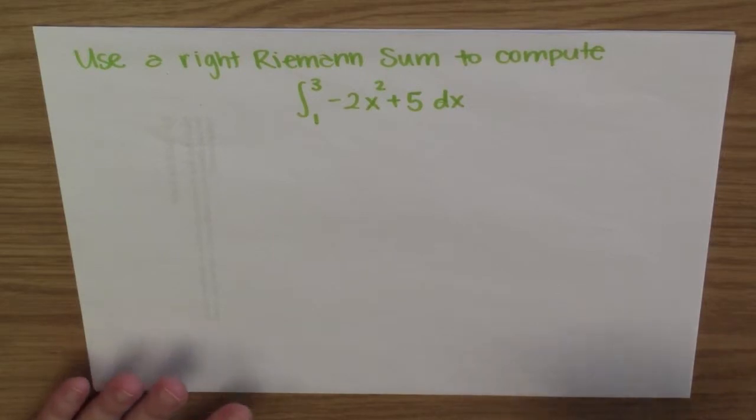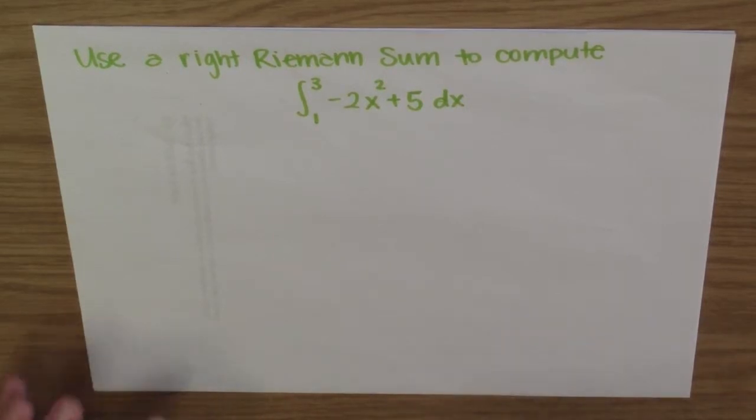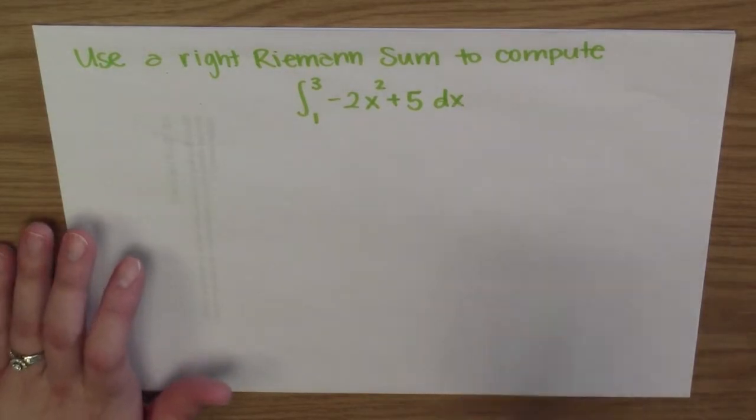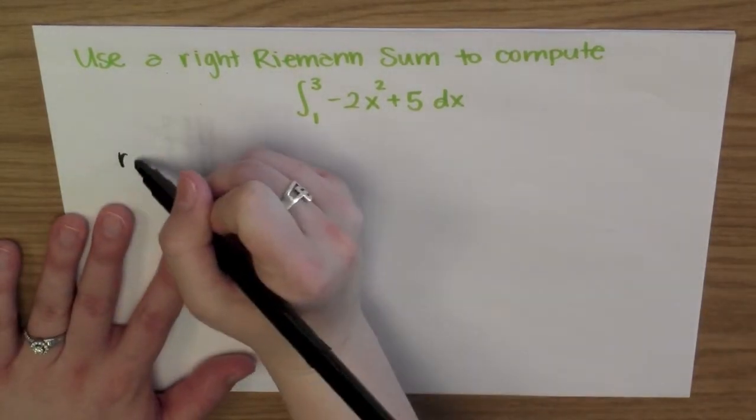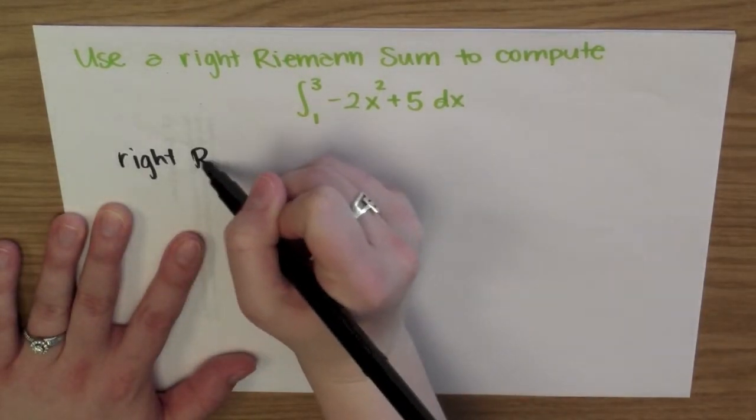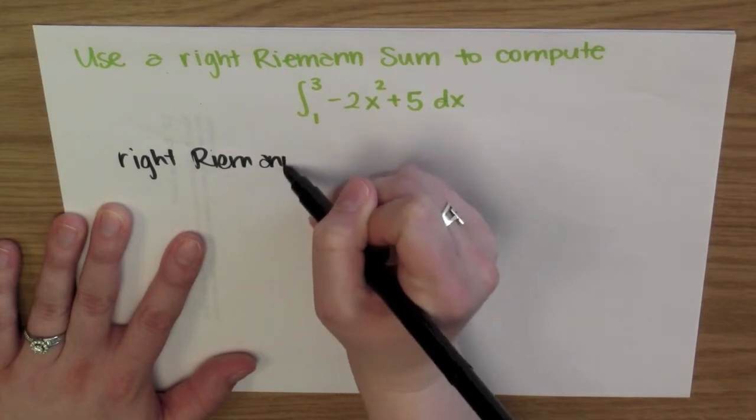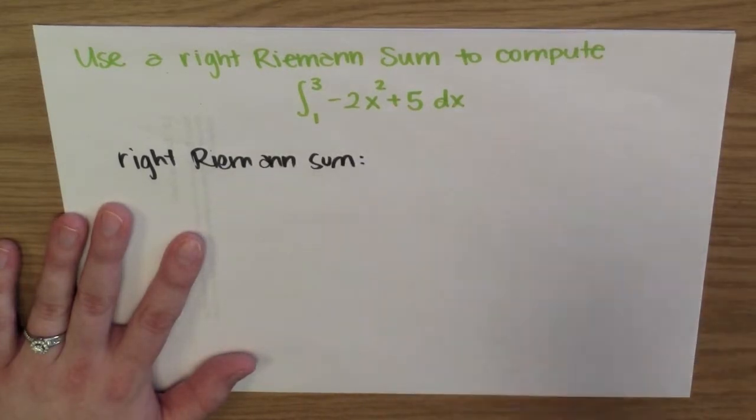All right, so we could look at a graph of this function and try to figure out what kind of answer we should be getting, looking at the signed area under the curve. But I think we'll just go ahead and tackle this one with algebra. You can pause the video if you like and look at a graph of the function. So I want to use a right Riemann sum because that's what the problem is asking me to do.